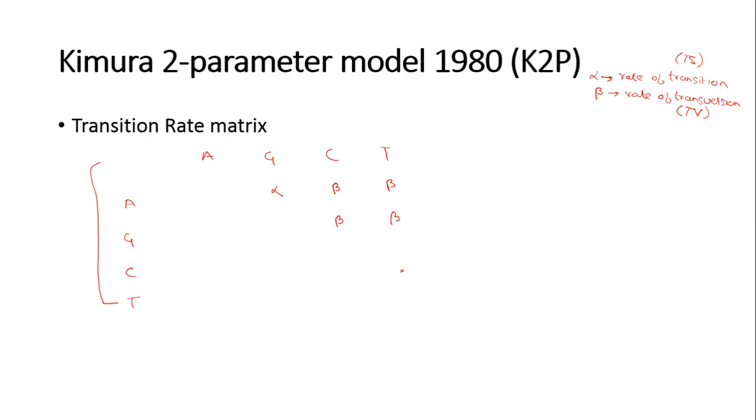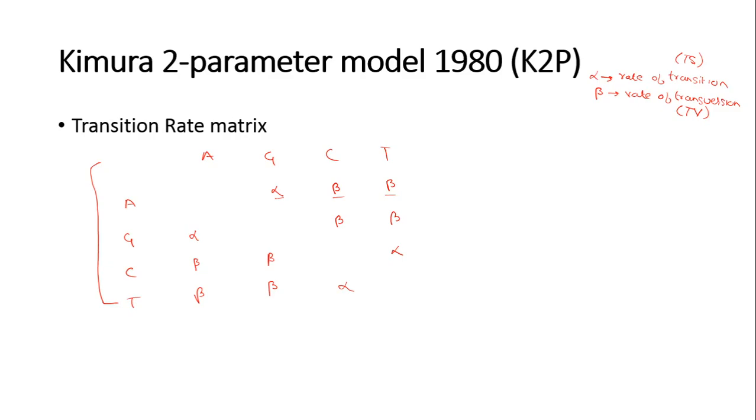And we would have an alpha over here, right? Over here, you can have alpha, this would be beta, this would be beta, based on what type of transition might have happened. In this case, you might have beta over here, beta over here. In this case, you might have alpha over here. So now, the diagonal terms are still remaining, right? So for each row, we will have a single alpha and we will have two betas, right? That is how transitions and transversions are arranged in this transition rate matrix.